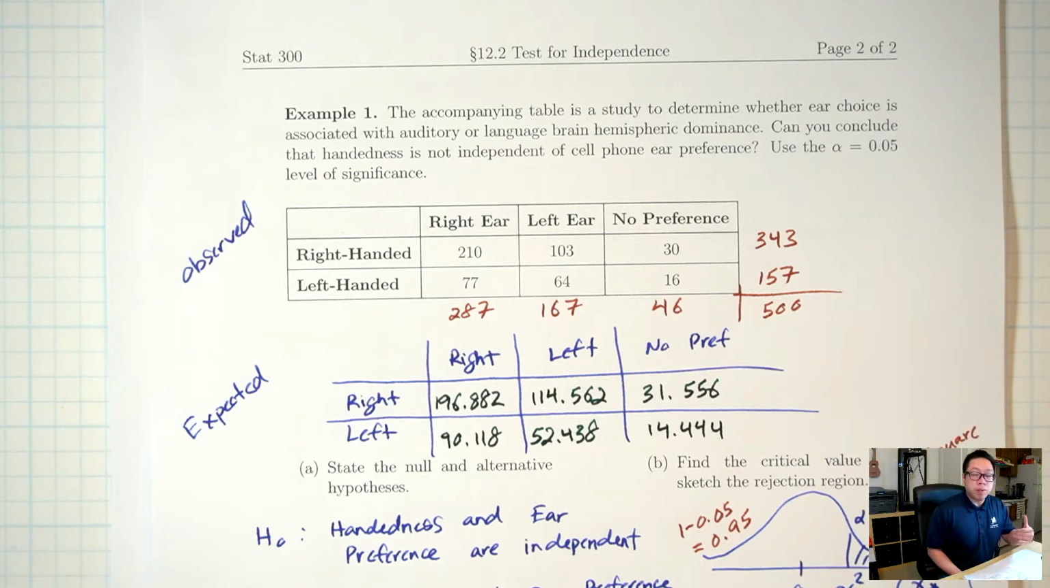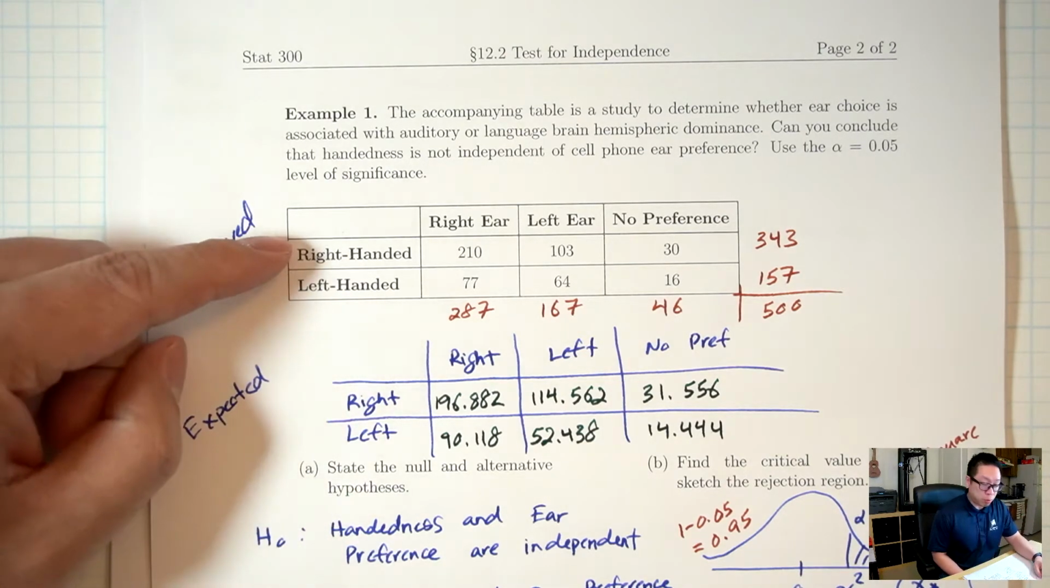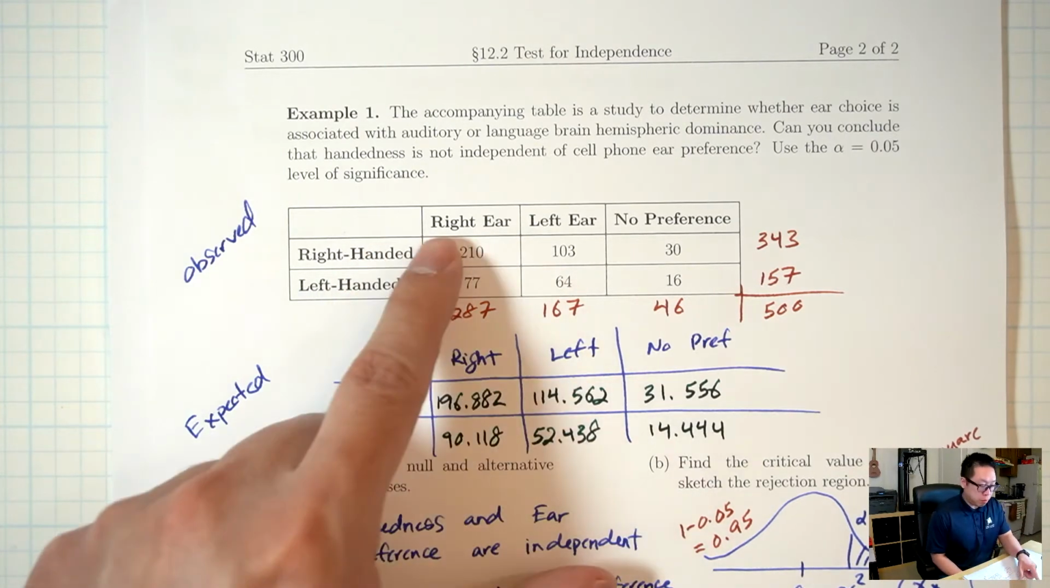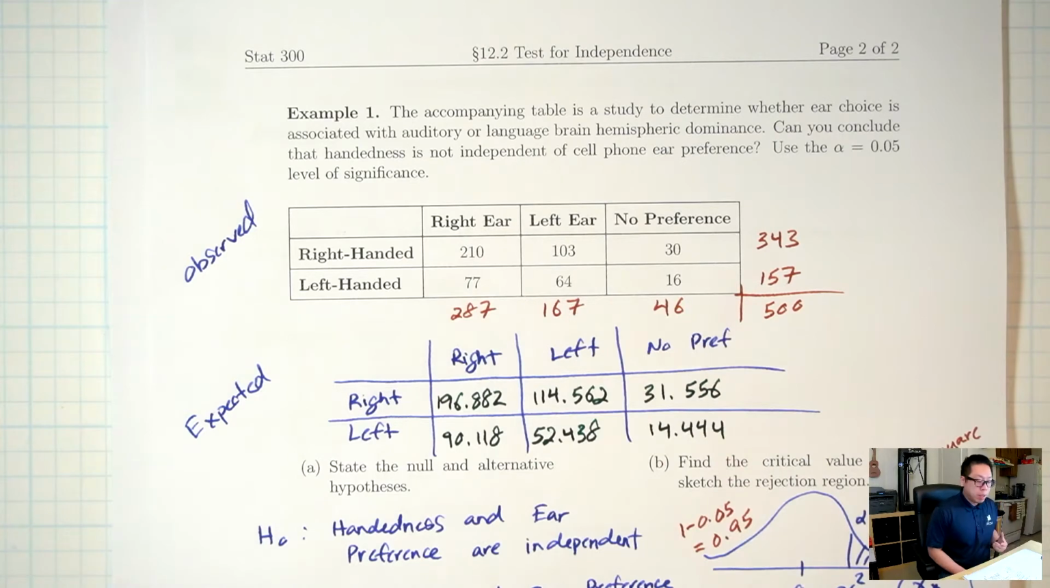Notice that both of those variables are qualitative variables, right? If I ask you which hand is your dominant hand, you would answer with a word, either right or left. And if I ask you your cell phone ear preference, you would answer with a word: right, left, or no preference. So both of those are qualitative data. The test for independence is used to determine whether two qualitative data are related or not.